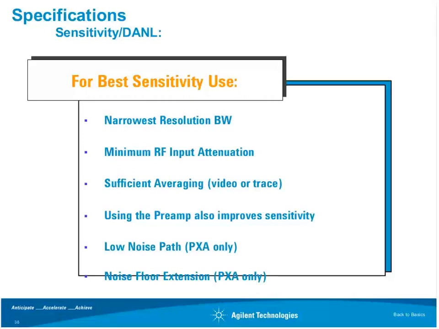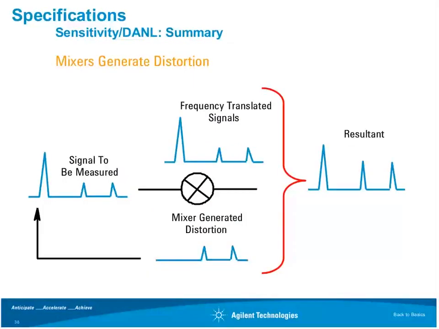All right, so the rules for achieving the best sensitivity: you want to use the narrowest resolution bandwidth possible with the least amount of RF attenuation. You want to apply some type of averaging, could be video or trace averaging. If you have a preamp available, that's another way to improve the overall sensitivity. And then some instruments like the PXA have a few extra tools, things like the low noise path or noise floor extensions. I won't discuss those here because that's beyond the scope of the basics, but those are some techniques to give us better overall sensitivity.